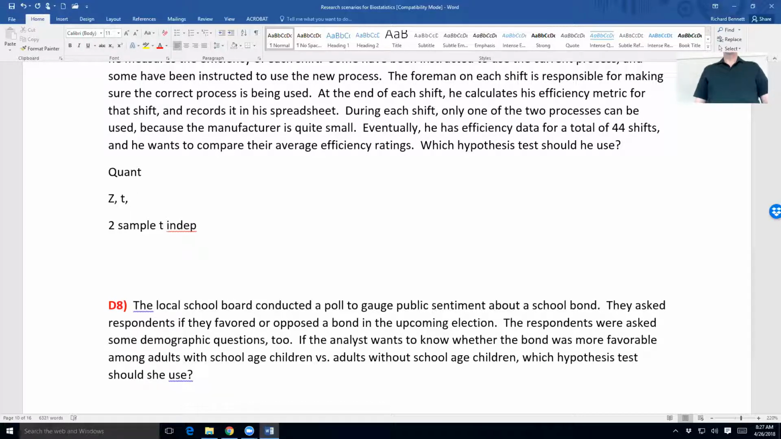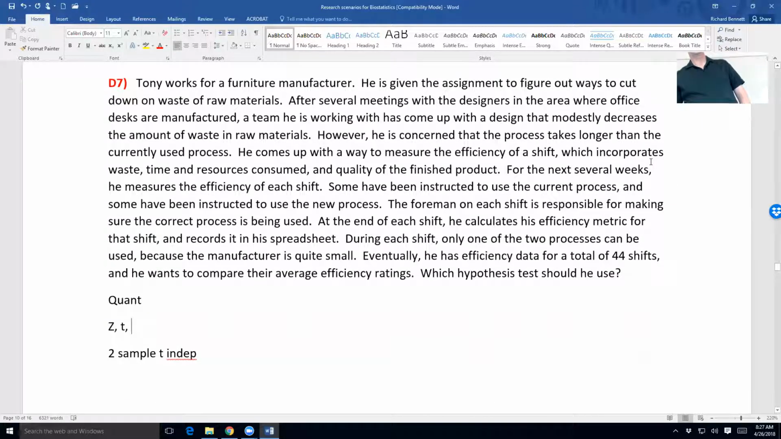So really, we're down to Z or T. Now the question is, what's the difference between a Z and a T? Do I know the standard deviation? Does it say anything about standard deviation in there? No, it's got to be a T. Okay, so once we know it's a T, now it's a one-sample, a two-sample, or a paired. Eric said that it was definitely not paired. Yeah. So only one of two processes can be used on the shift. So it's got to be independent. Yeah. Okay.